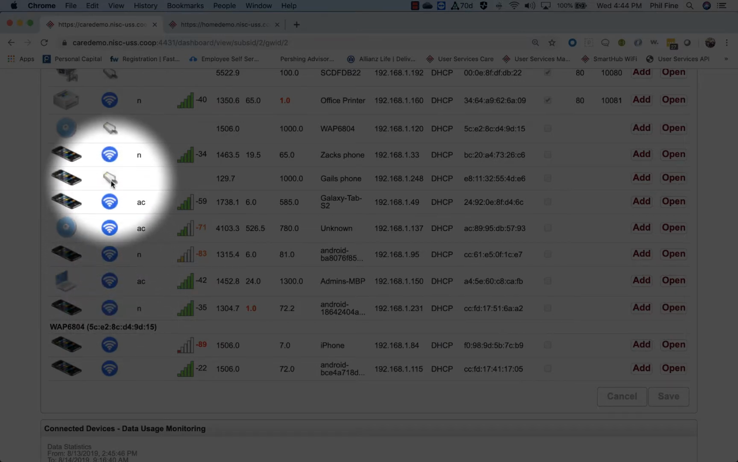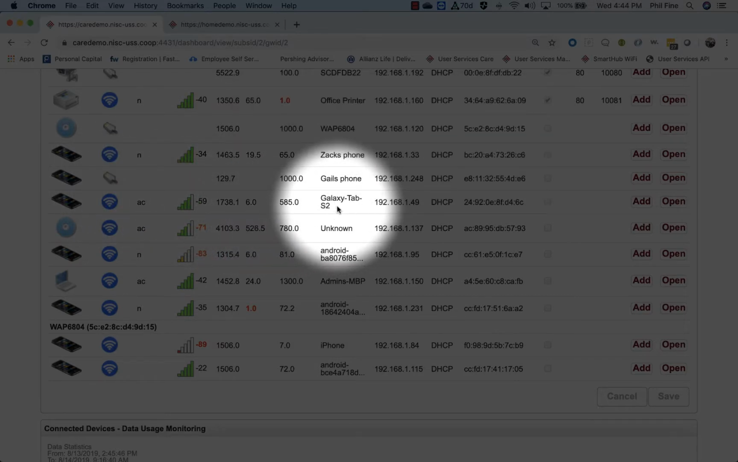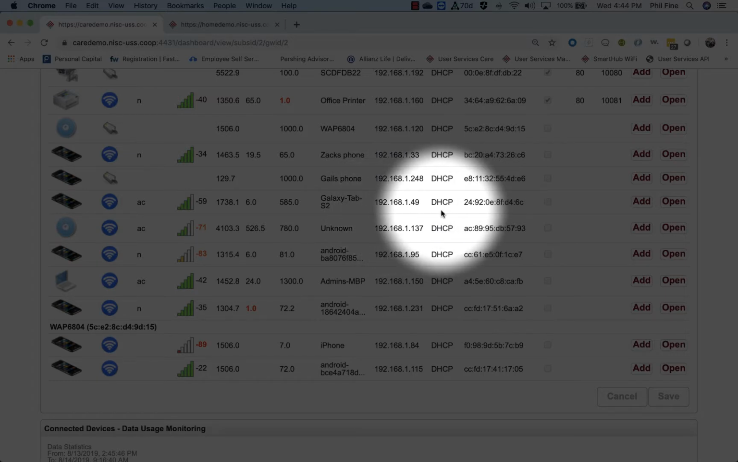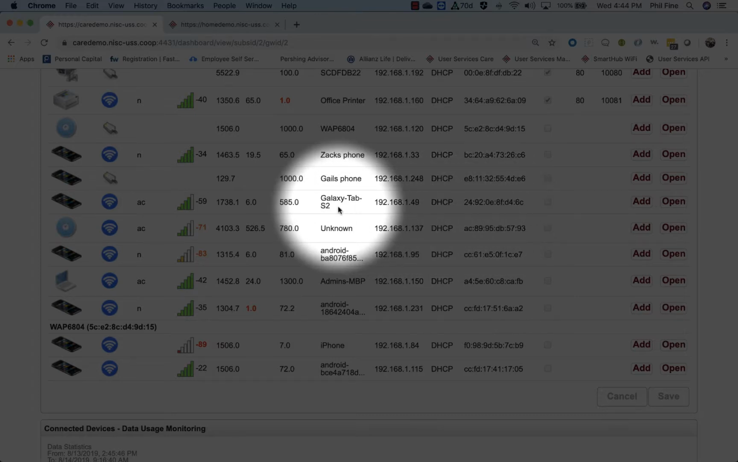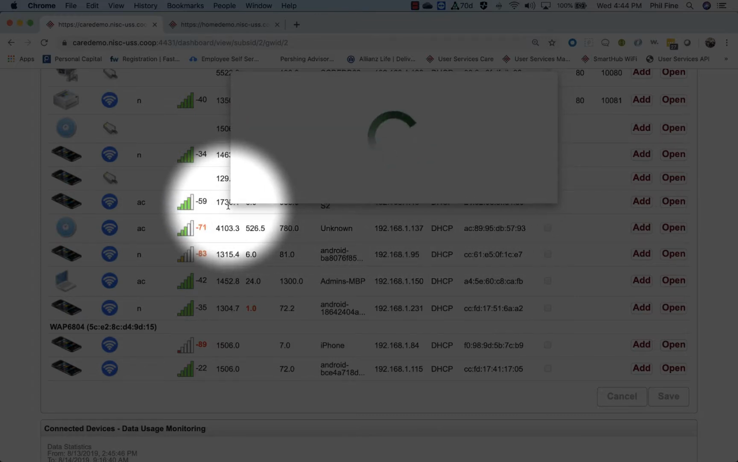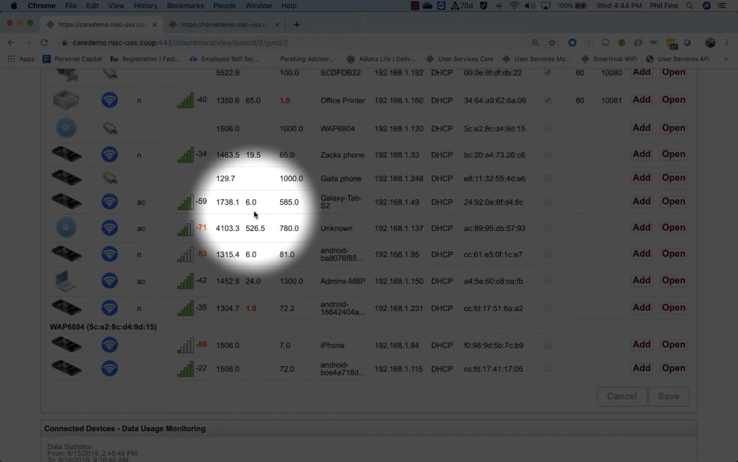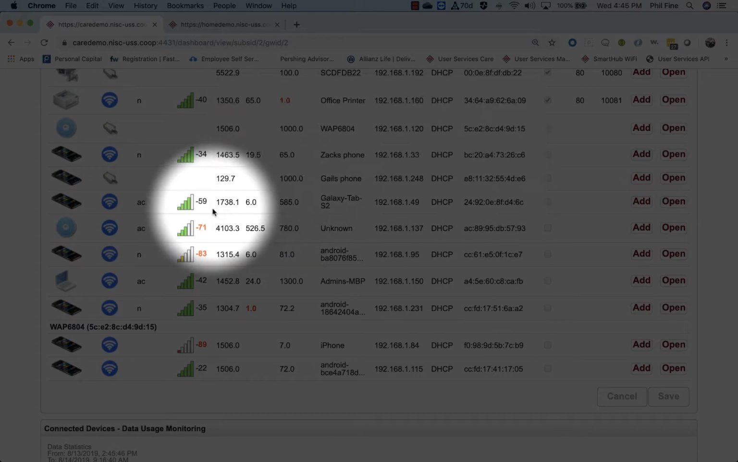Each connected device shows how the device is connected, whether it's wireless or wired. In addition, it displays the host name or nickname of the device, the IP address and how it was assigned, the MAC address, aggregate and historical usage when available, upload and download connection, and the wireless signal.